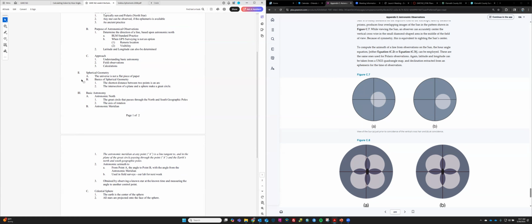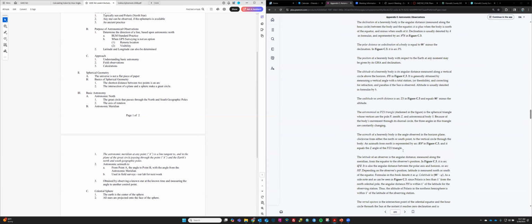Spherical geometry. The universe is not a flat piece of paper. Basics of spherical geometry: the shortest distance between two points is an arc. The intersection of a plane and a sphere makes a great circle. Right, shown here.